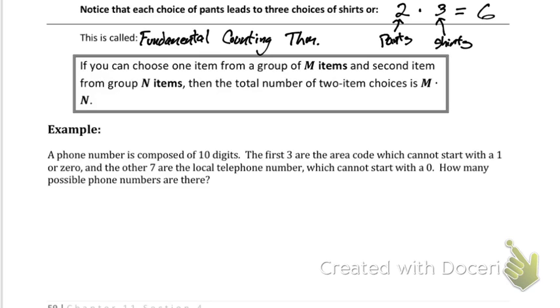We're going to skip that one. We're going to start with our area code. So the first three are area code. However, an area code cannot start with a 1 or a 0, and that's 100% true. There are no area codes that start with a 1 or a 0. Next, we're going to have 7 digits, which are called your local telephone number, which cannot start with a 0.